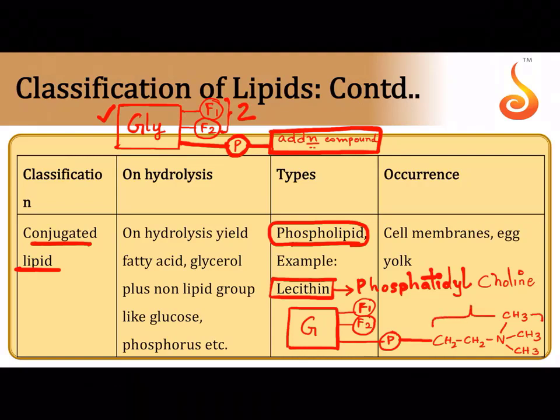So this additional group, in the case of the phospholipid called lecithin, is choline. So this is referred to as a phospholipid. Phospholipids are extensively found in the cell membrane. For example, lecithin is also found in yeast. It is found in soya. It is found in neural and glandular tissue. And of course, it is found in all biomembranes.